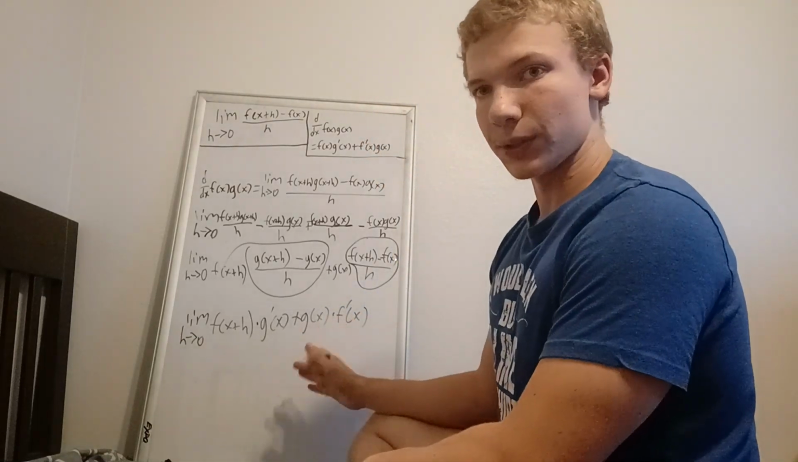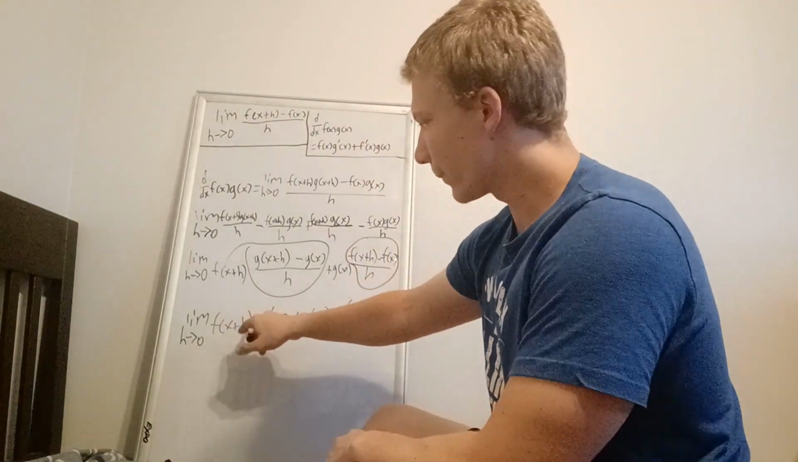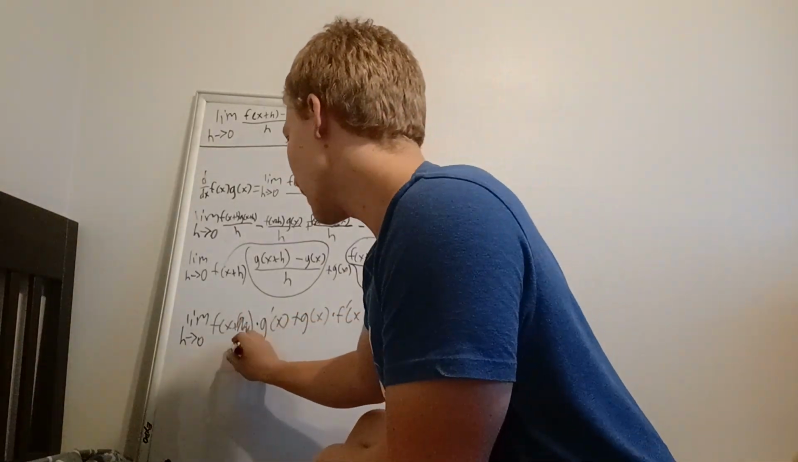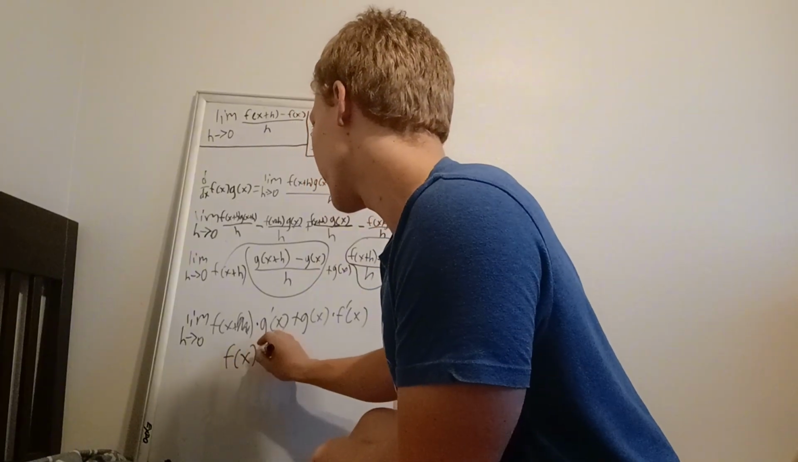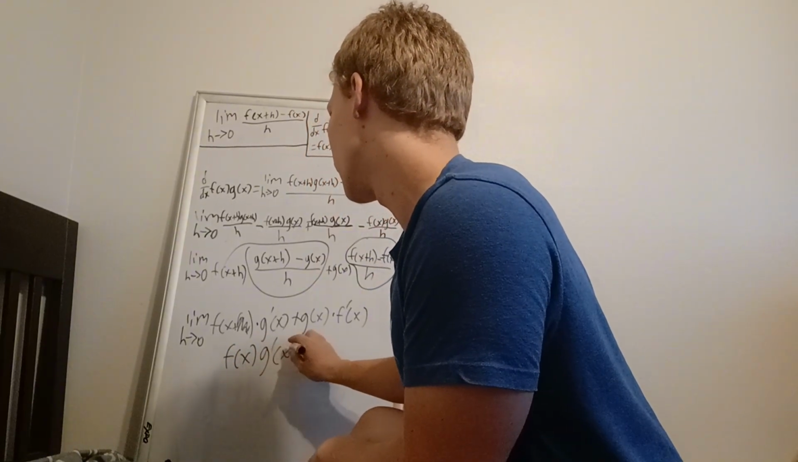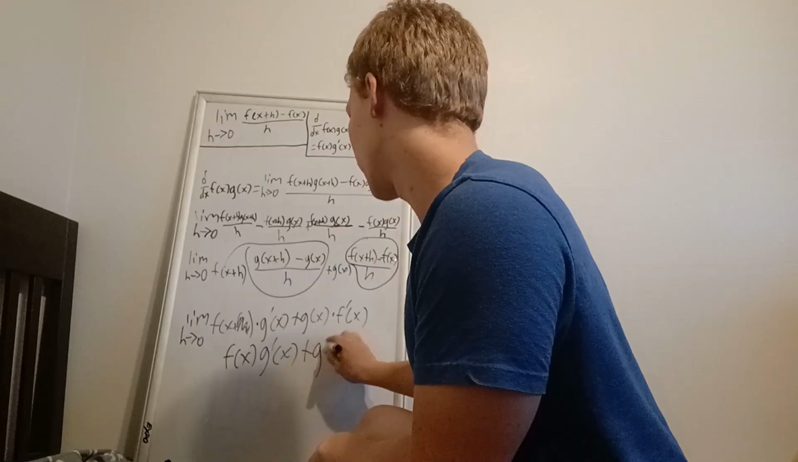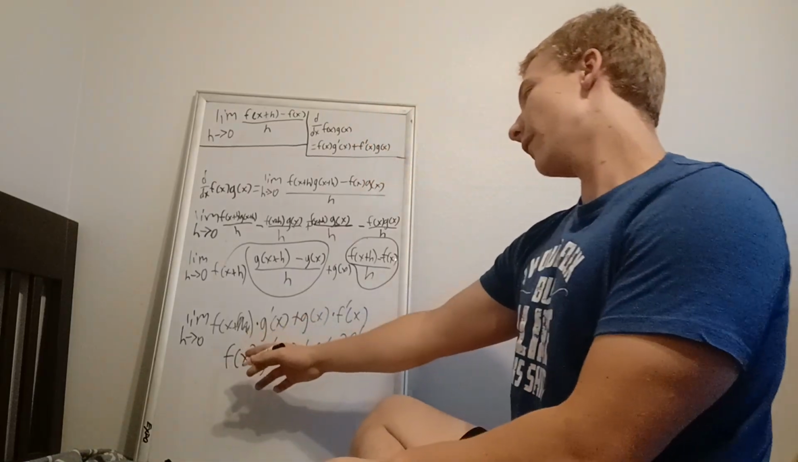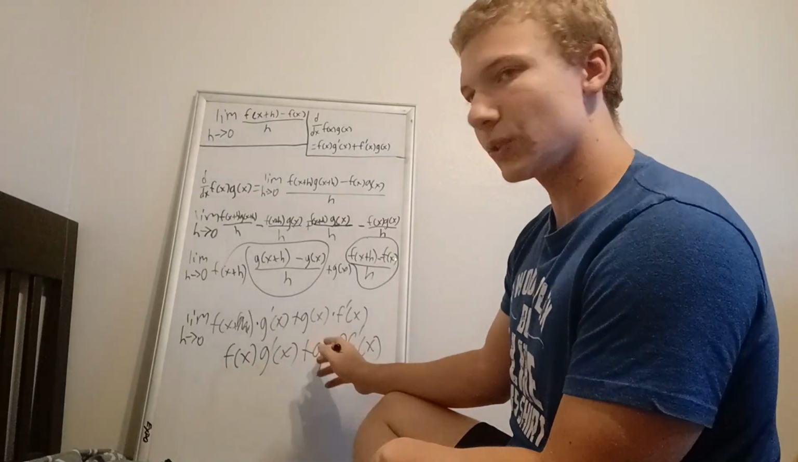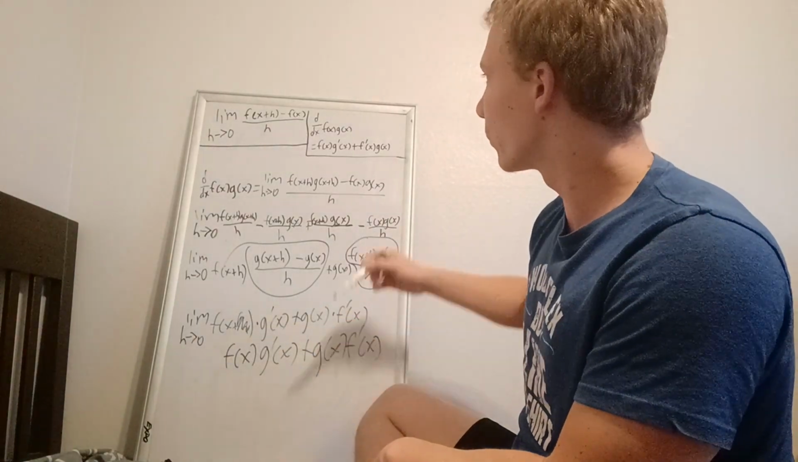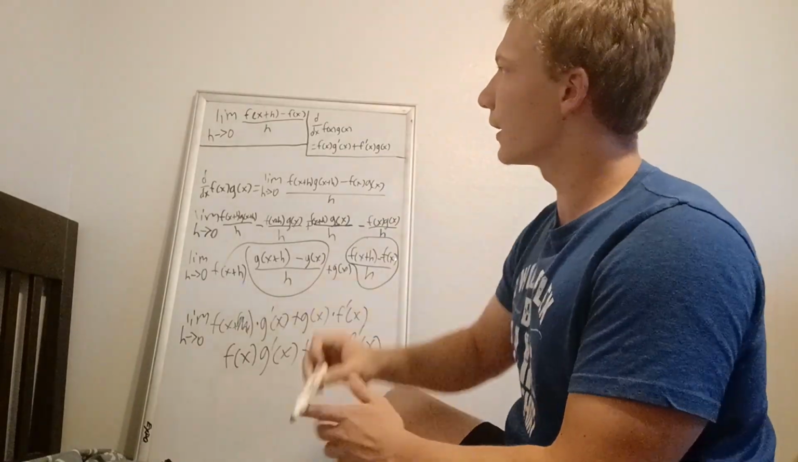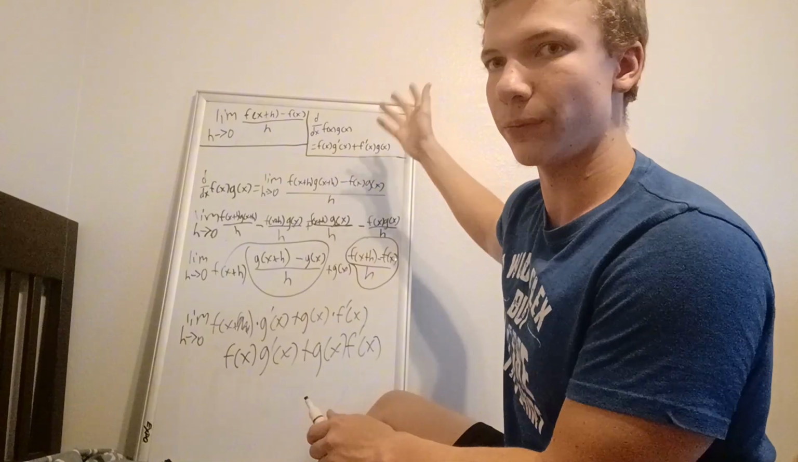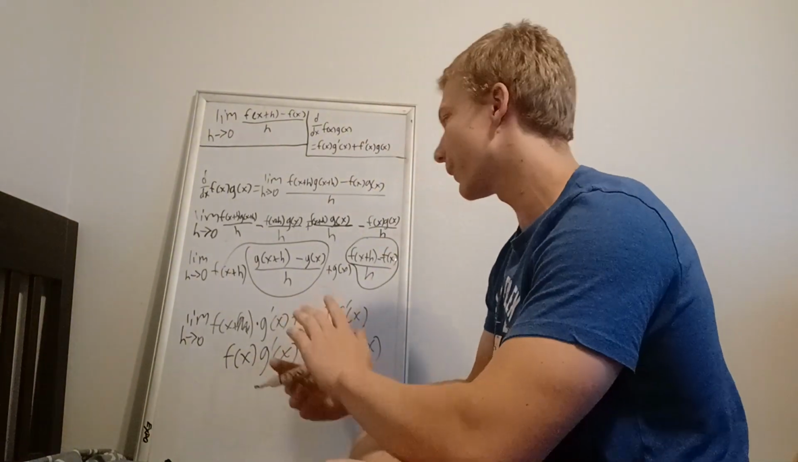Now the very last thing to do is to finally evaluate this limit. Basically just plug in 0 for the h, and look at what we have. Our final result is f of x times g prime plus g of x times f prime, which, as we see, is the original thing that we're trying to prove, this product formula, right? The product rule.